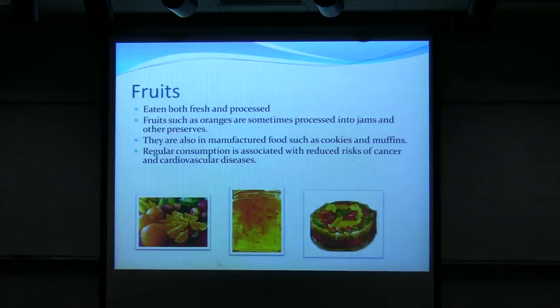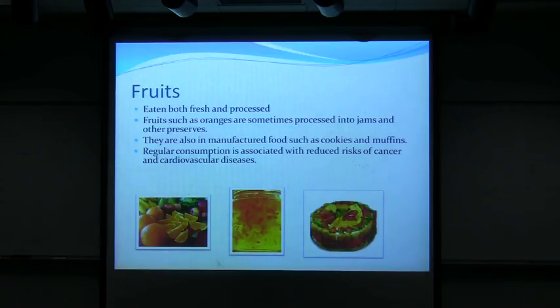Fruits, for example, can be eaten both fresh and processed. Most people don't eat raw meat. An example of a fruit that's eaten both fresh and processed are oranges, which are sometimes processed into jams and other preserves, such as marmalade. They are also in manufactured foods, such as cookies and muffins, or cakes, ice cream, a lot of desserts.